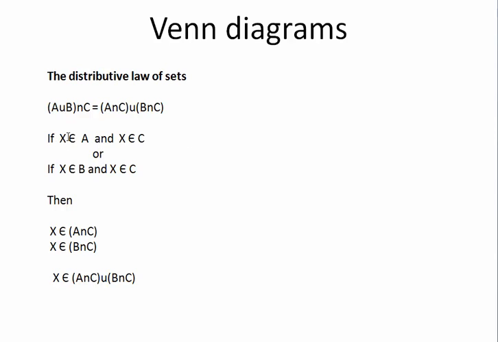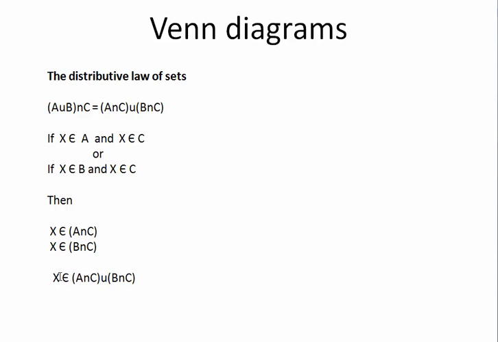If X belongs to, so this means belongs to or is an element of, so if X is an element of A and X is an element of C, or X is an element of B and X is an element of C, then in this first case, X must be an element of A intersection C. So if it's an element of both A and C, it's got to be in that overlap of A and C, A intersection C. And in this second case, if X is an element of B intersection C, so if X is an element of B and X is an element of C, X has got to be in that overlap of B and C.